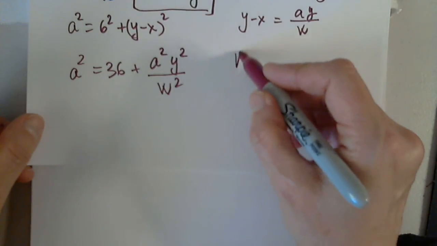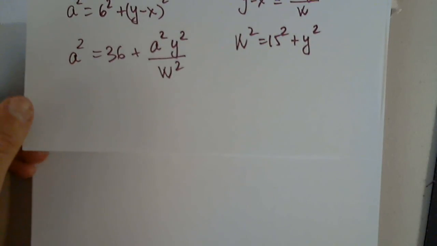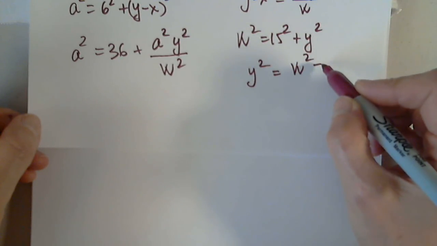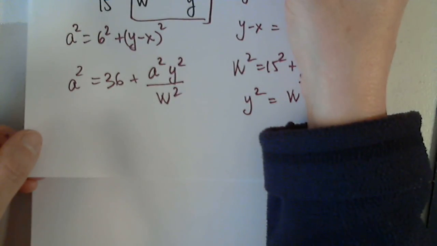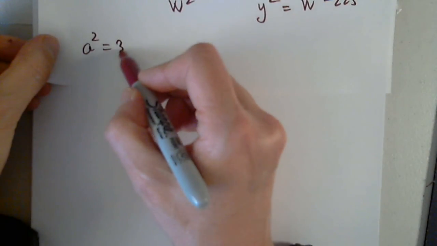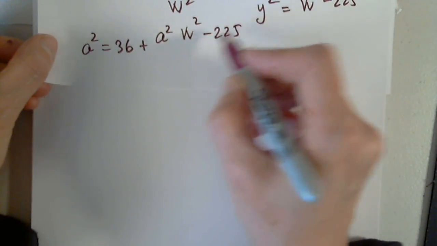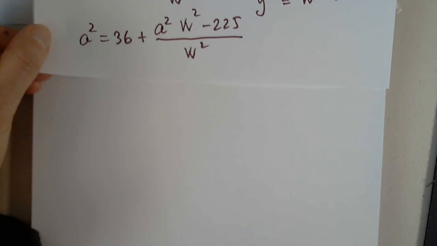So w squared equals 15 squared plus y squared. Yes, I can replace y squared by w squared minus 225. So I got rid of that. But I also need to get rid of A. So I'm closer now with the relationship. So I have A squared equals 36 plus A squared times W squared minus 225 over W squared. I'm closer.